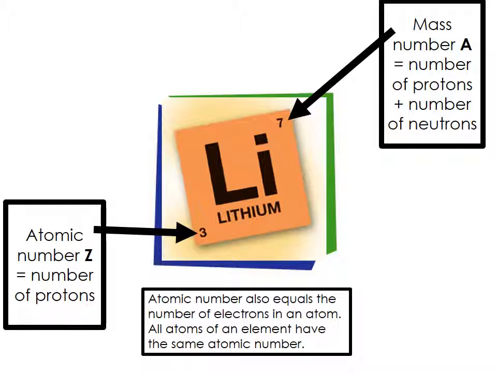The important point about this is that all atoms of an element have the same atomic number. So they have the same number of protons and the same number of electrons. Because they have the same number of electrons, they have the identical electron configuration and therefore the same chemical properties, which is why all atoms of an element behave chemically the same.